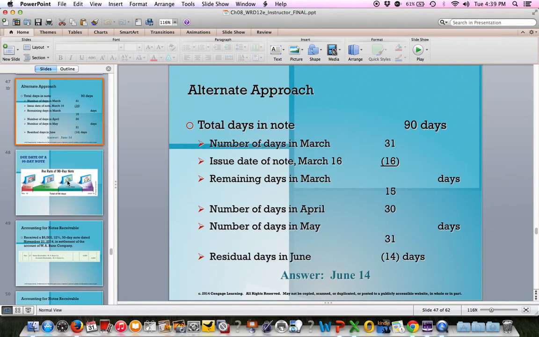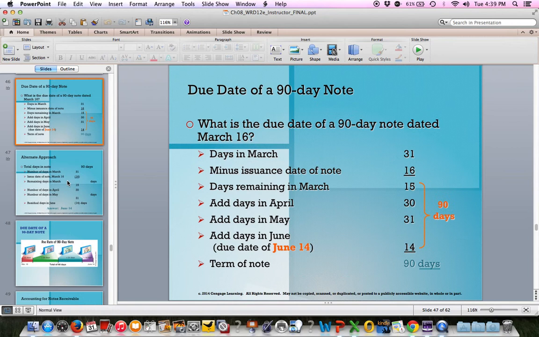Okay, another way to do this, it says total days in note are 90, subtract the days in March, add the removal date, that gives me 15 days in March, add the days in April, add the days in May. Basically what's left over is 14, so it's June 14th. Either way works. The first way to me makes a little bit more sense just intuitively. Doesn't mean it doesn't make as much sense to you, but that one makes the most sense to me.